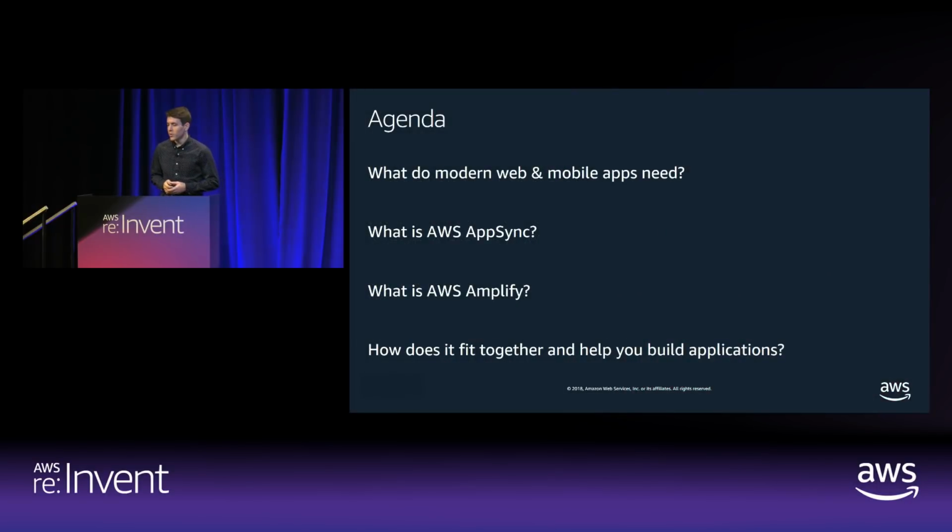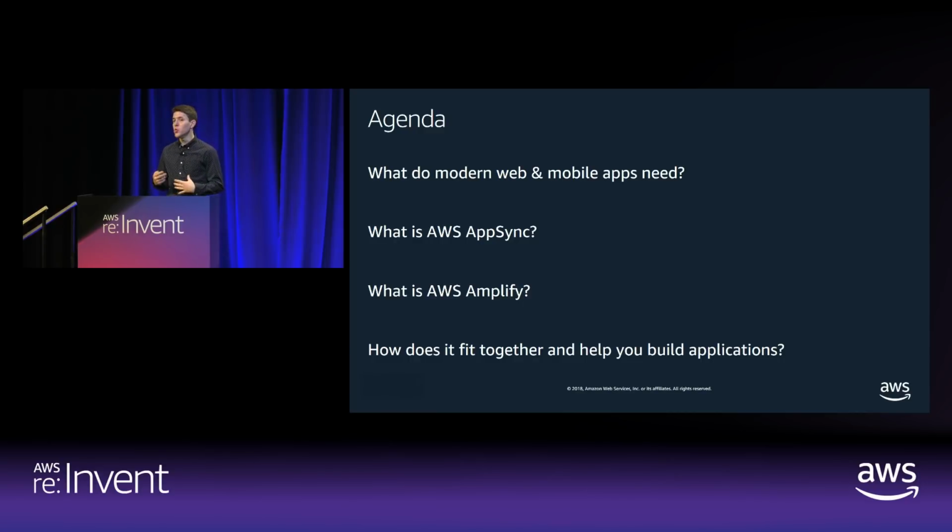So what are we going to talk about? First, we're going to talk about some high-level ideas of what web and mobile apps are, what you need in order to implement web and mobile apps, and specifically how to do that on AWS. We're then going to talk about one new product offering that we launched last year at re:Invent that has gotten a lot of new features called AWS AppSync.